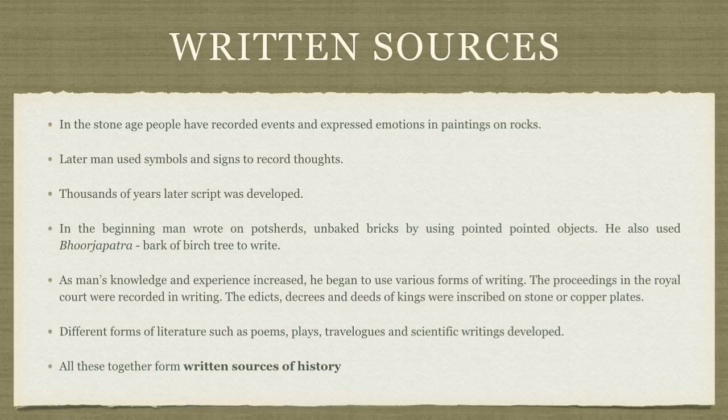In the Stone Age, people recorded events and expressed emotions in paintings on rocks. Later, man used symbols and signs to record thoughts. Thousands of years later, script was developed. Different forms of literature such as poems, plays, travelogues, and scientific writings developed. All these together form written sources of history.